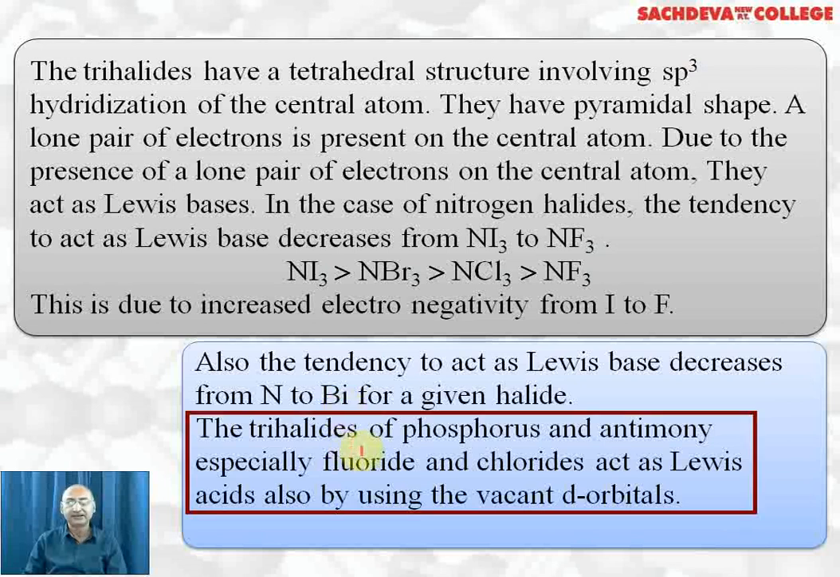The trihalides of phosphorus and antimony, especially fluorides and chlorides, act as Lewis acids and accept negatively charged ions by using vacant d orbitals. This is not possible for nitrogen because nitrogen does not have vacant d orbitals.